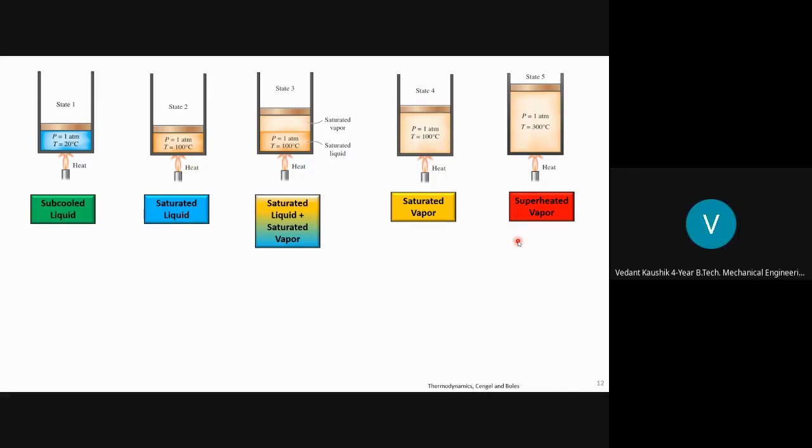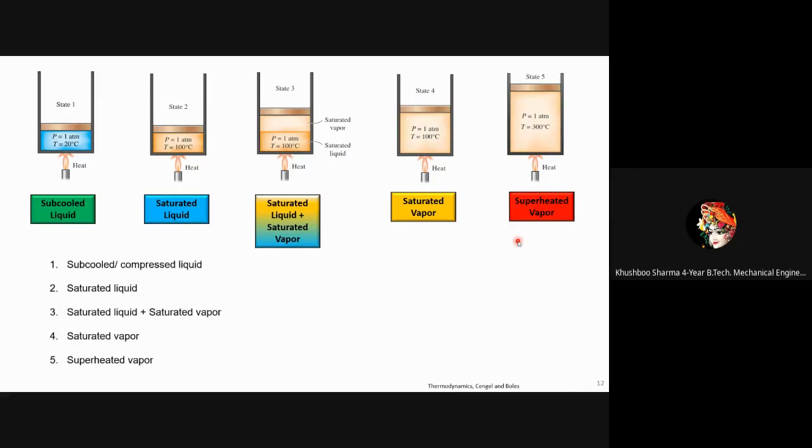Yes, sir. Okay. Now these are the 5 states that we have defined, starting from subcooled liquid to superheated vapor.